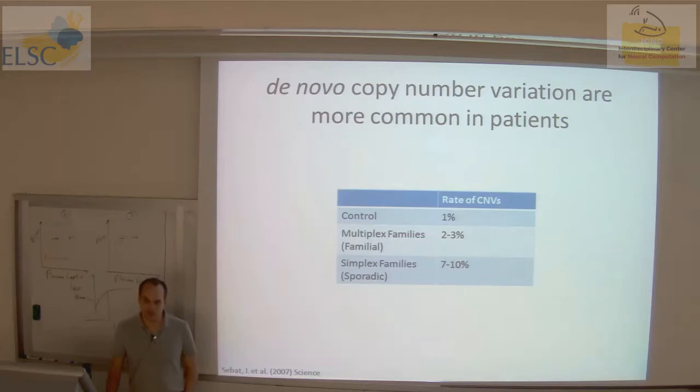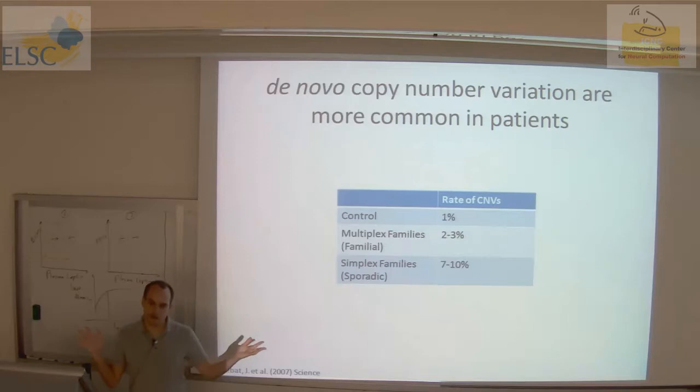So here in this study in 2007, what they showed is that if you compare control to families with autism, simplex families or multiplex families. Simplex is families with one child with autism. Multiplex families are with multiple children with autism. There, in both cases, you see increase in the number of de novo copy number variations. Again, this is deletions or duplications of large regions, which includes a lot of genes inside.